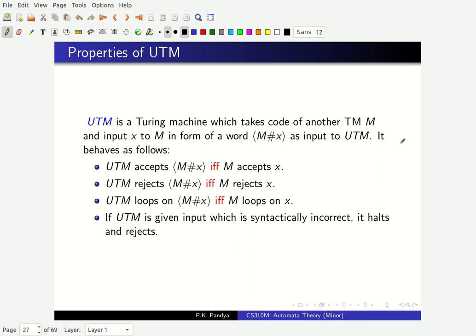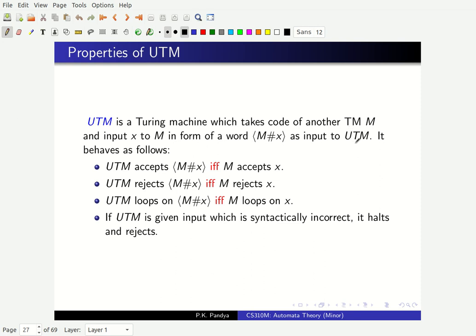Turing on computability, right? Now, in the last class, as you know, we looked at universal Turing machines, and the key thing that you should remember about the universal Turing machine is the following. A universal Turing machine is a Turing machine which takes the code of another Turing machine M and an input X for that Turing machine M in the form of a coded word, the pair MX, right?